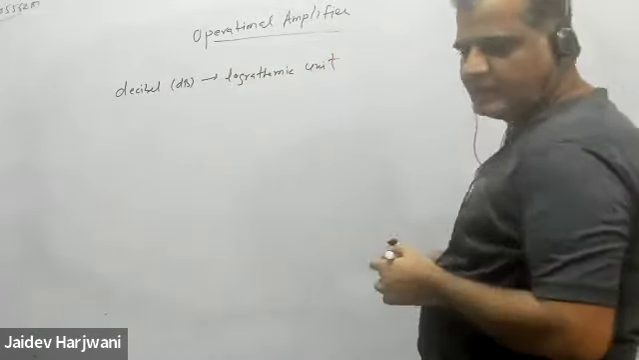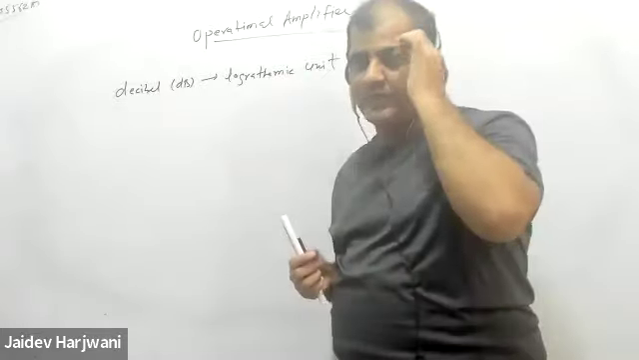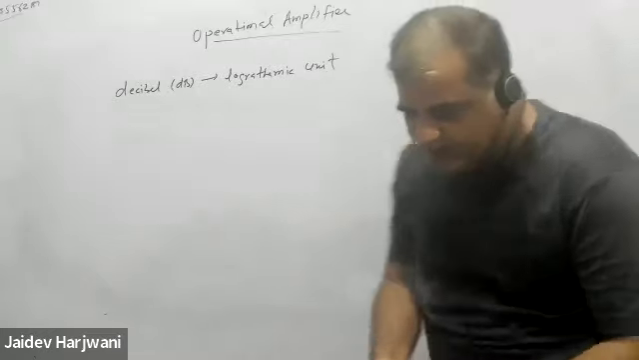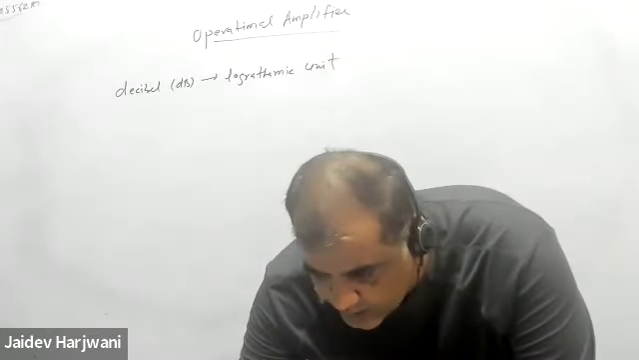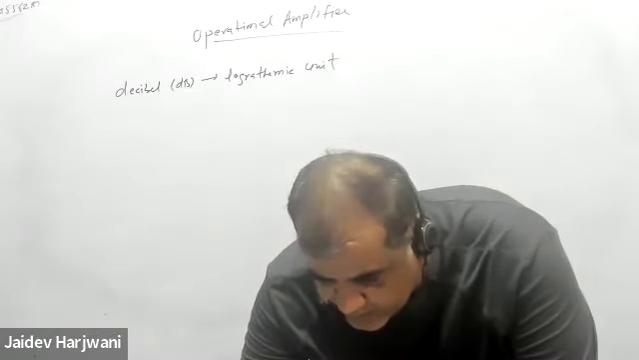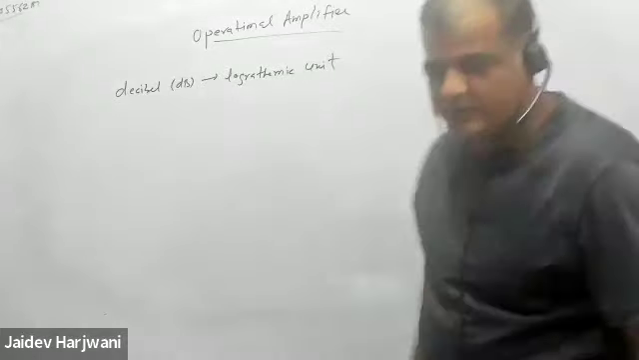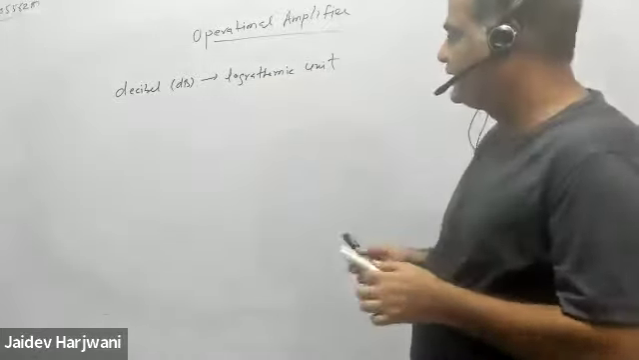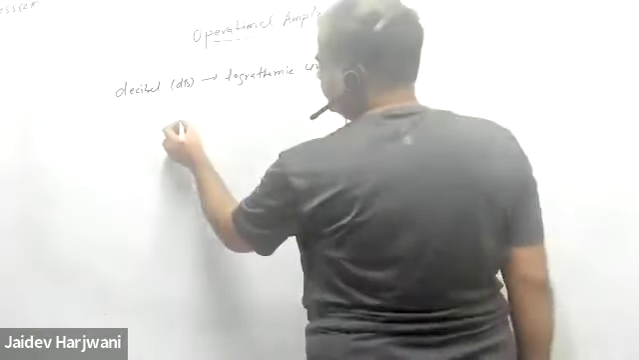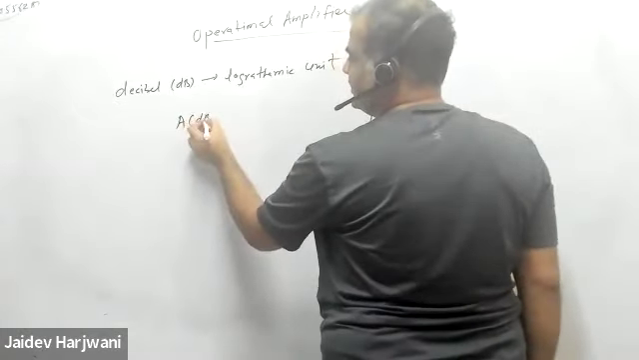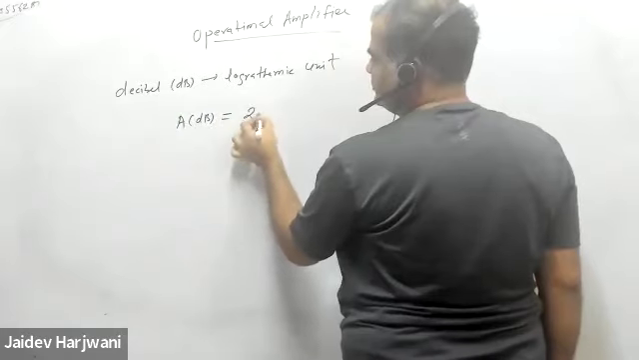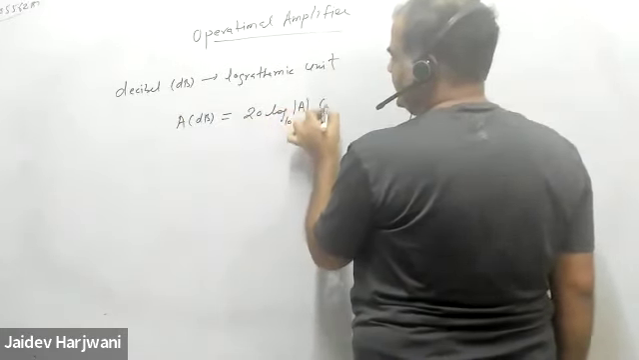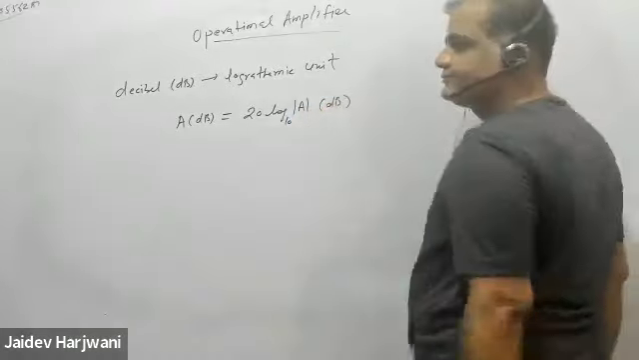Generally, our gain is a number, voltage divided by voltage. That number sometimes can be very high. So to write the short number, we use a logarithmic unit and say gain in dB is defined as 20 log 10 A.